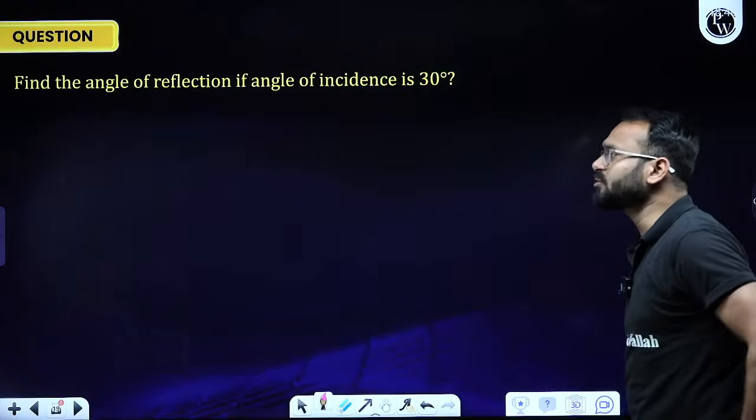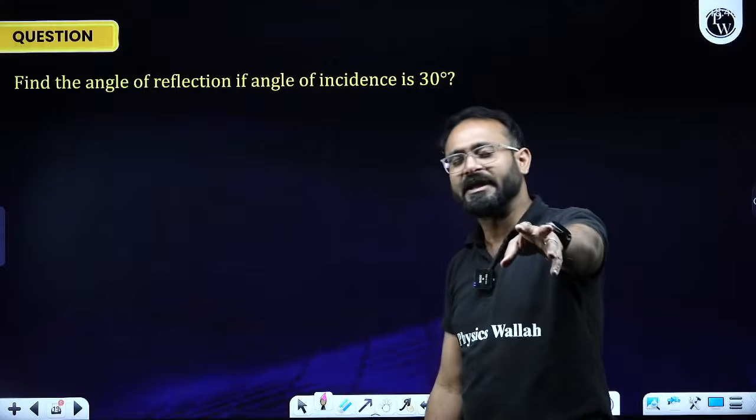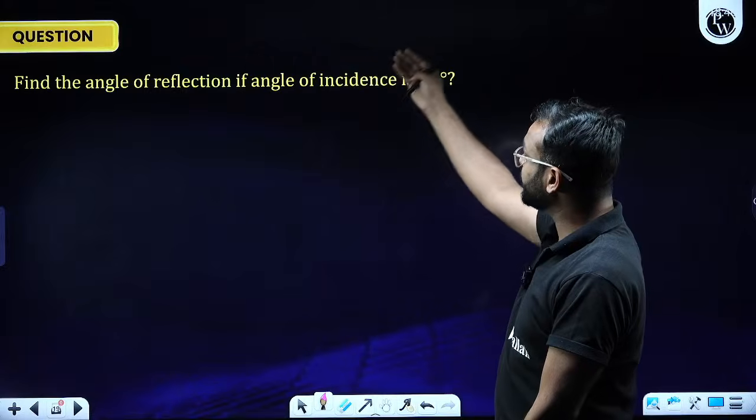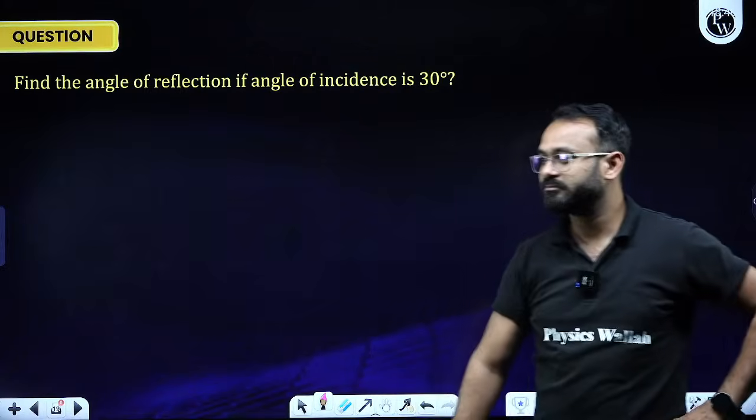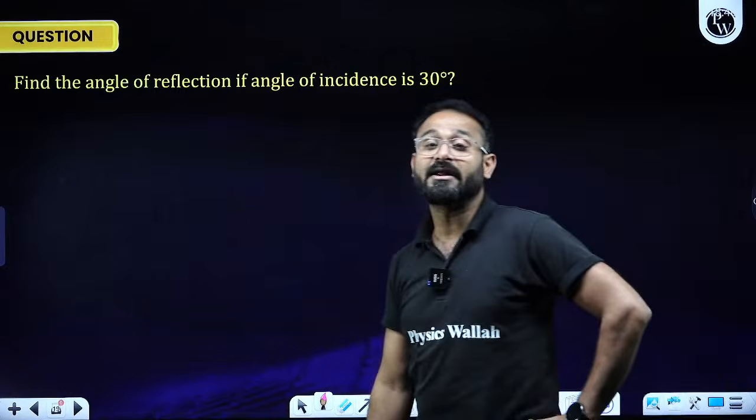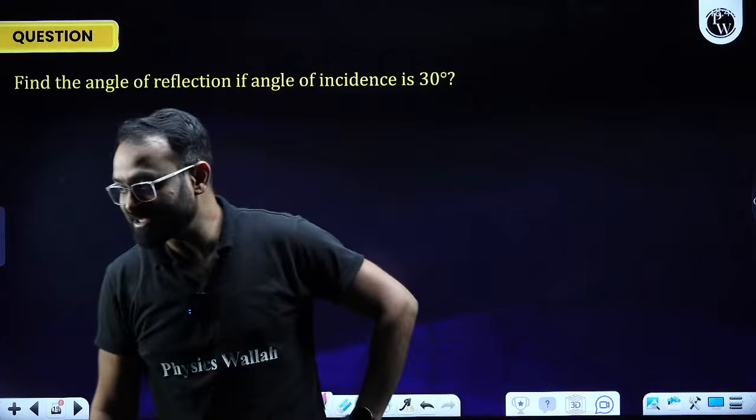Now the very first question, everyone, pay attention. The toughest question of the era. Find the angle of reflection if the angle of incidence is 30 degree. You need to find angle R if angle I is 30 degree. What will be the answer?